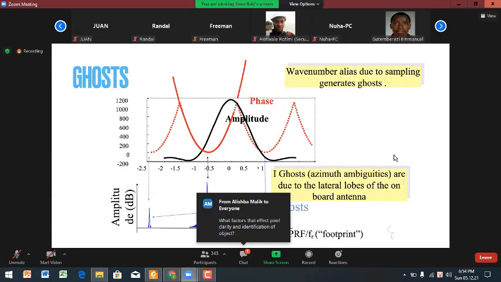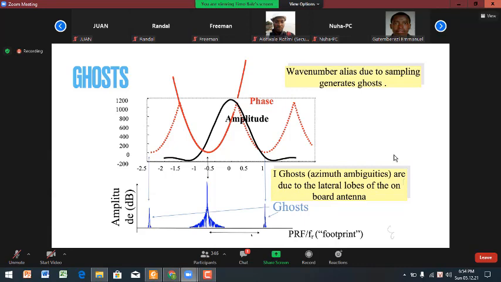Also, we have them here at the side of the footprint, right? At the edge of the footprint, we sometimes see such ghost signals appear. I will show you in a slide what that means. That can also be, again, very, very annoying.